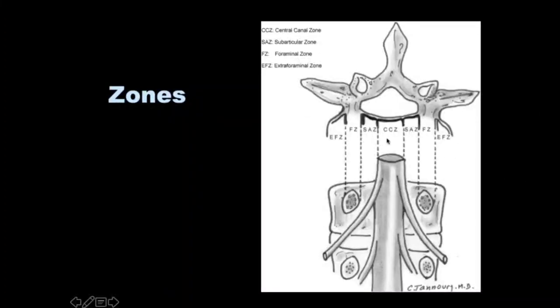So centrally, you've got the central zone, then the subarticular zone, or what we call the paracentral region. Then there is a foraminal zone where the nerve is actually exiting. Then you've got the extraforaminal zone, and then it goes into the far lateral zone. So imagine this is the L5 nerve, which is exiting between the L5 and the S1 vertebrae.